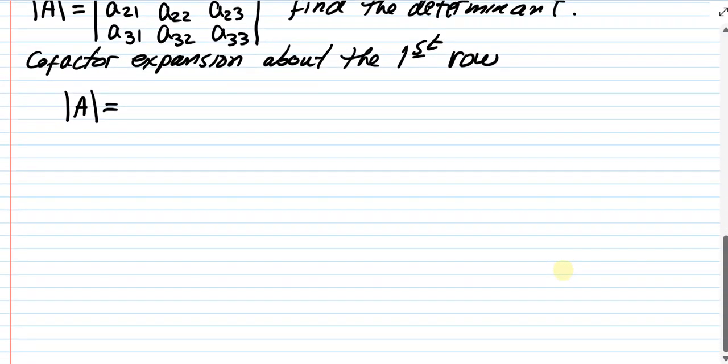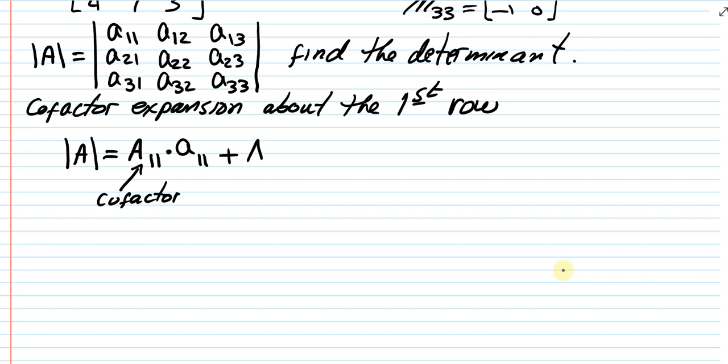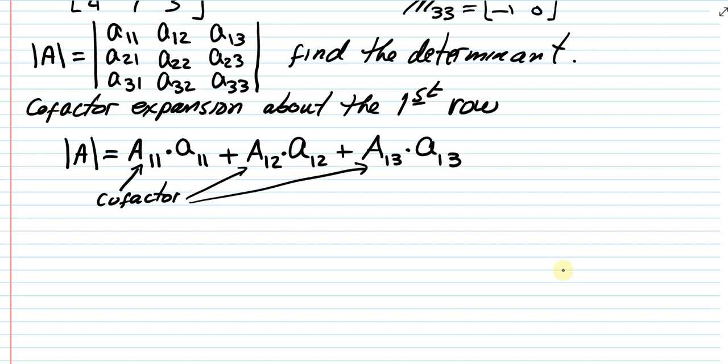Okay, so we're going to have the element times the cofactors. The cofactor would be A11 times a11. Remember, this is the cofactor. And then we go plus the cofactor in the first row, second column, times the element in the first row, second column, plus the cofactor in the first row, third column, times the element in the first row, third column. Again, the capital A's are cofactors, the little a's are the elements of the matrix.